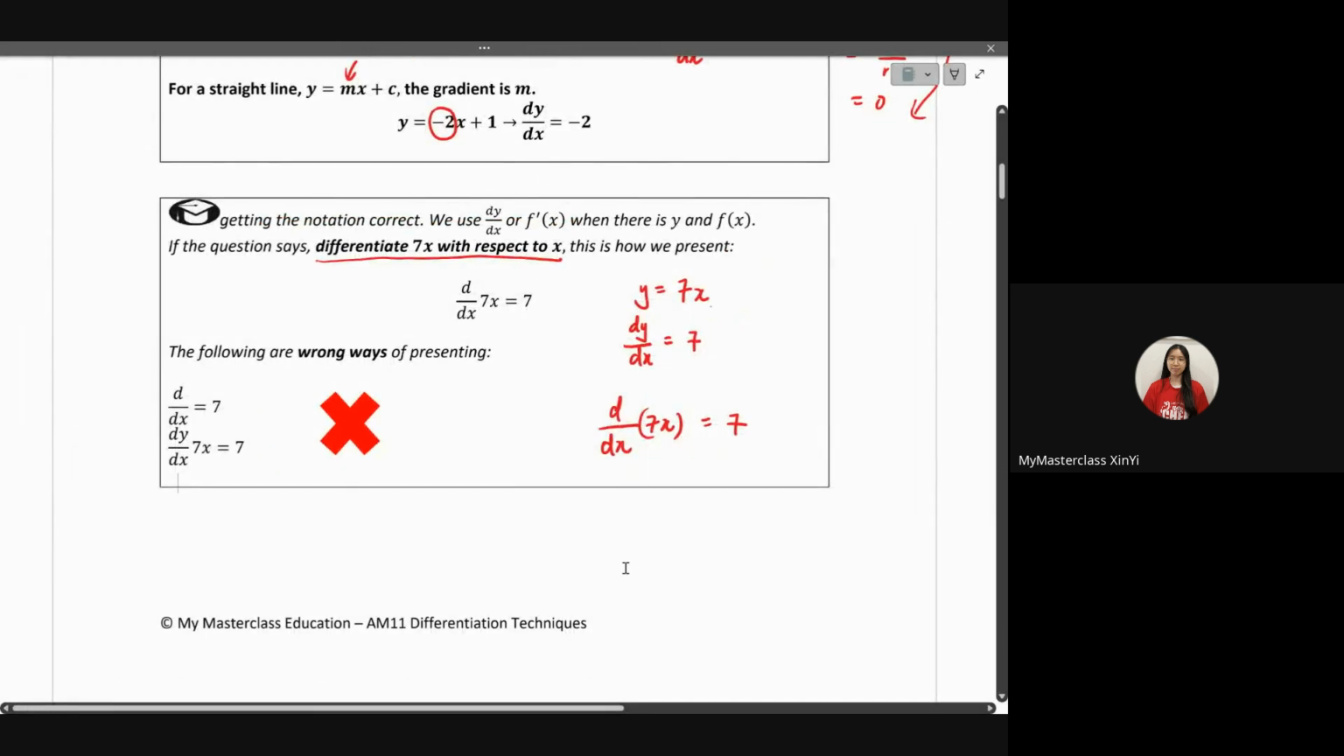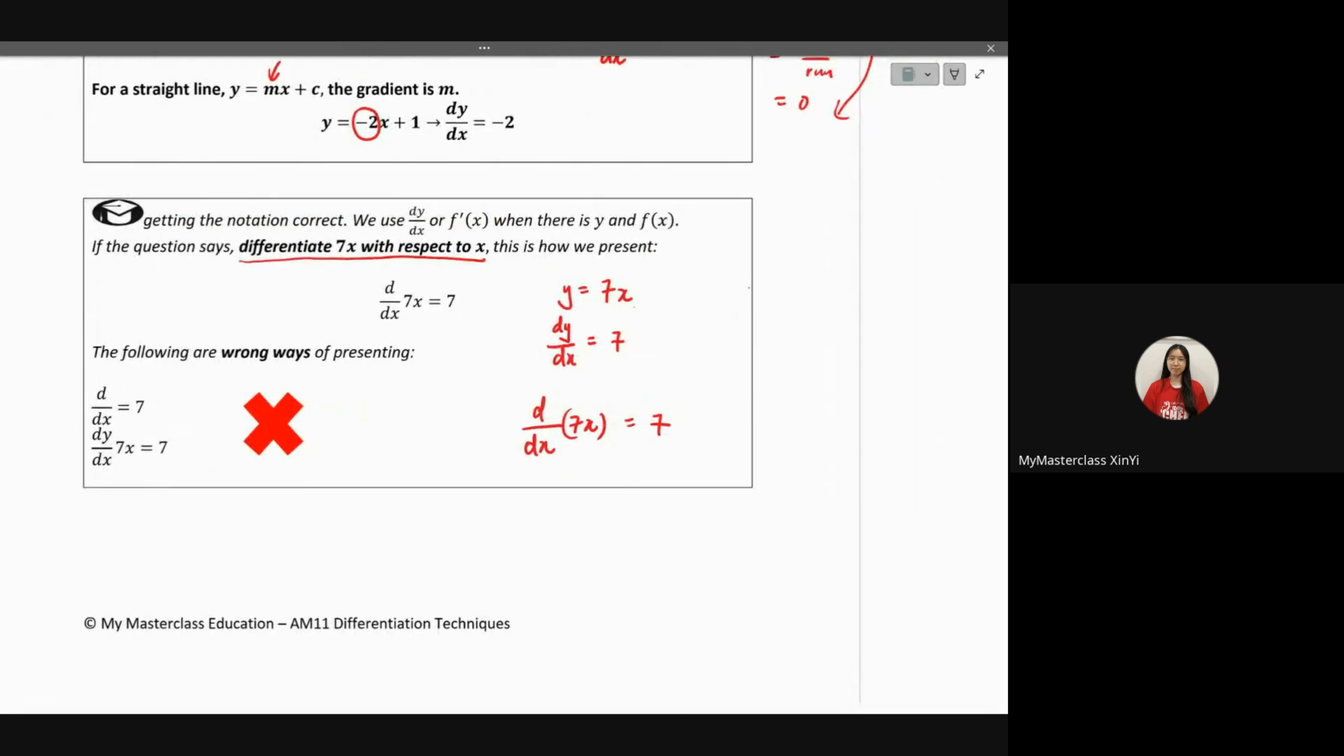Let's say now instead of writing as y, I write it as f of x. Function of x equals to 7x. When you differentiate with respect to x for this kind of function form, you put it as what we call prime. So f prime of x means I differentiate the function. This will give me 7. So three different ways of writing, depending on how the question gives you.